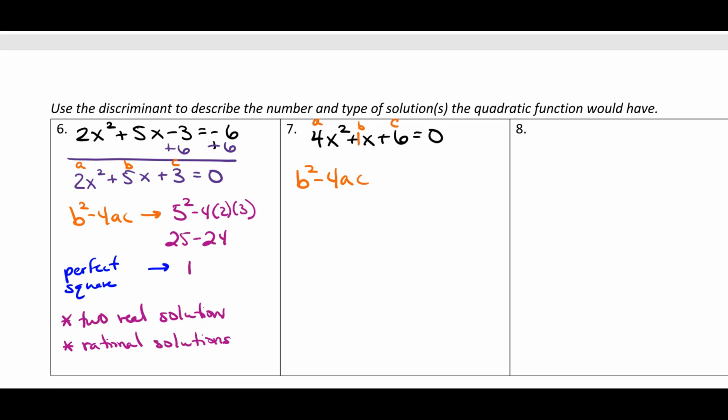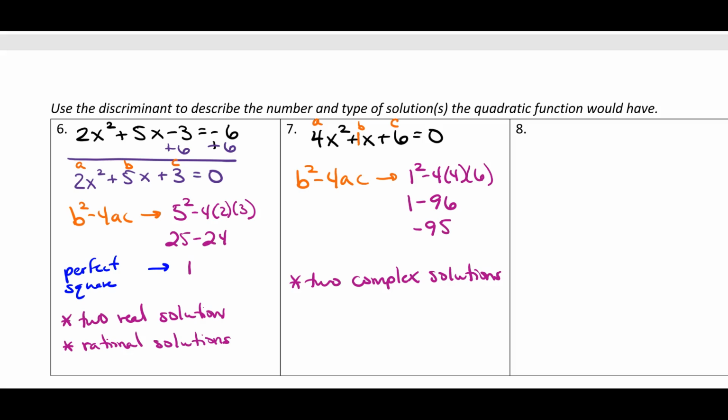So when I fill this in, I'm going to end up with b squared, which is 1 squared, minus 4 times 4 times 6. So 1 squared is 1, and then 4 times 4 is 16, and then 16 times 6 is 96. So this ends up being negative 95. And negative 95 underneath a radical means we have 2 complex solutions. Now, I don't know what those complex solutions are, but I do know they're going to be complex. They're going to have an imaginary in them.